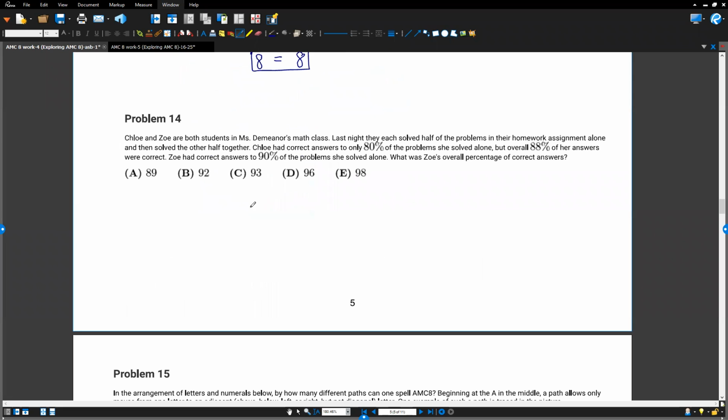All right, the next one, number 14. Oh, this looks complicated. Okay, try to read this one. Corey and Joe are both students in Mrs. Some math class. Last night, they each solved half of the problems in their homework assigned alone. Okay, half and half.